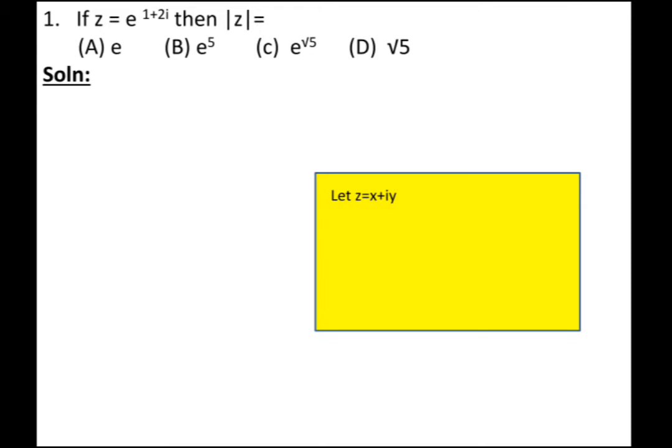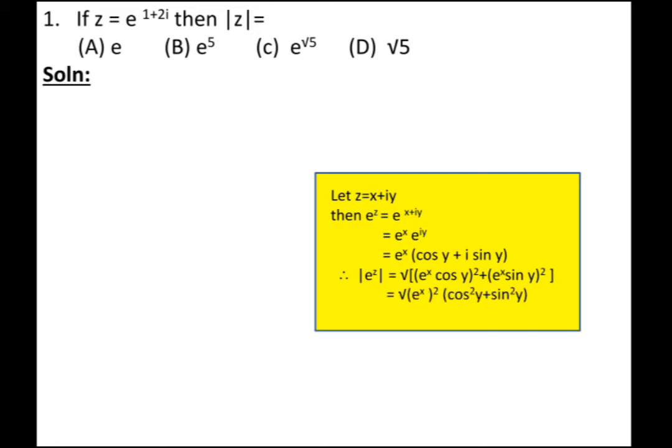Let z be the complex number x plus iy, then e raised to z is e raised to x plus iy. That is equal to e raised to x into e raised to iy, but e raised to iy is actually cos y plus i sin y, so this is equal to e raised to x into cos y plus i sin y. So mode e raised to z is square root of (e raised to x cos y) square plus (e raised to x sin y) square, that is equal to square root of (e raised to x) square into (cos square y plus sin square y). So this is equal to e raised to x. So we can solve this problem by using this result.